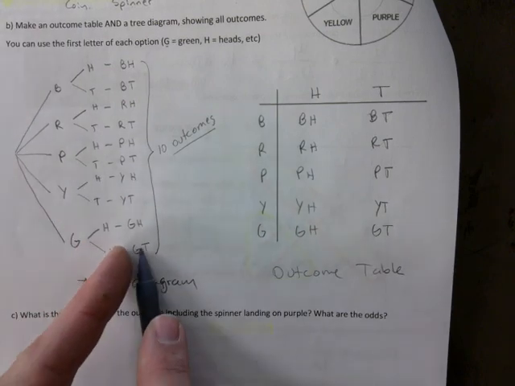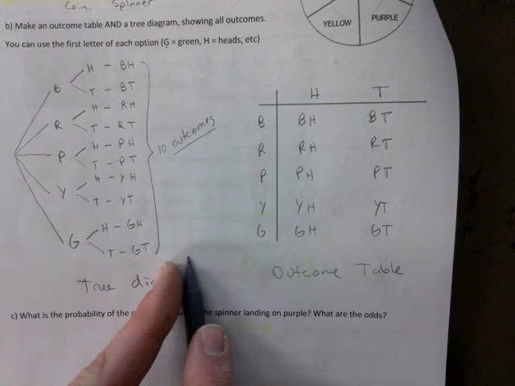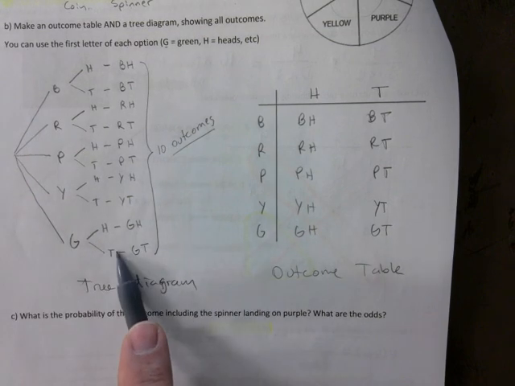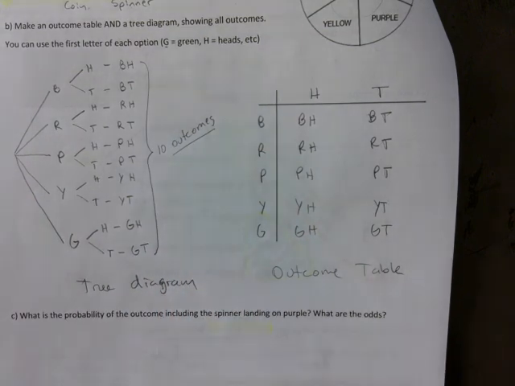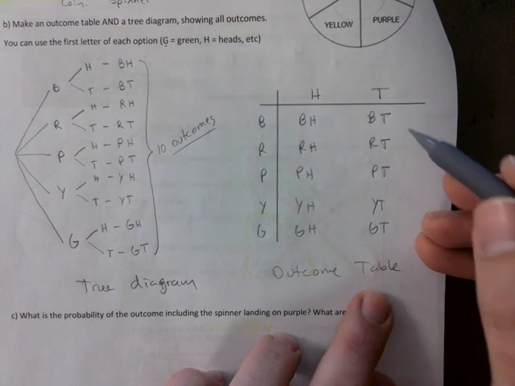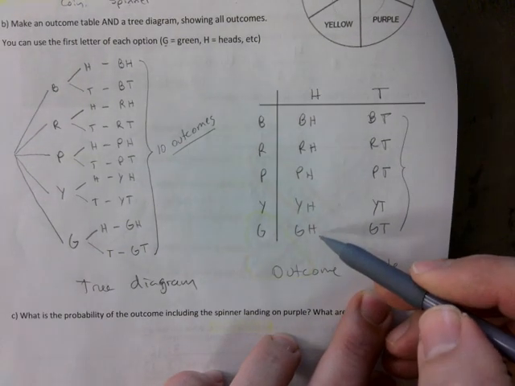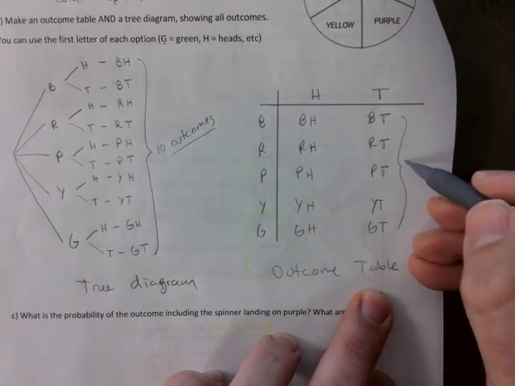coin, spinner. Can you imagine doing a tree diagram for a card? For cards, 52. Every single one of these would have to have 52 lines going. We're not going to do that, right? It's just enough is enough, right? But again, you should see, there's 5 and 5, 10 outcomes.